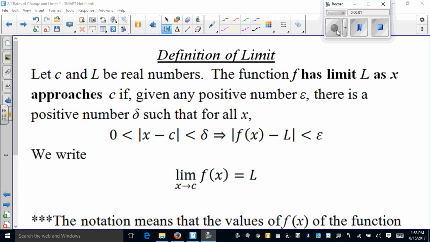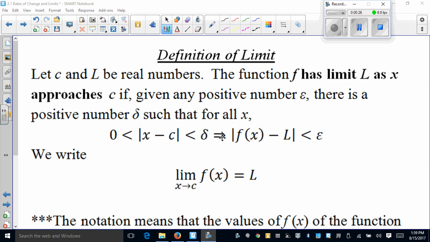Something that they test on the AP test. However, I do like to go over it. Let C and L be real numbers. The function f has a limit L as x approaches C if, given any positive number epsilon, there is a positive number delta such that for all x, it just says for every delta there's an epsilon, every epsilon has a delta kind of thing.